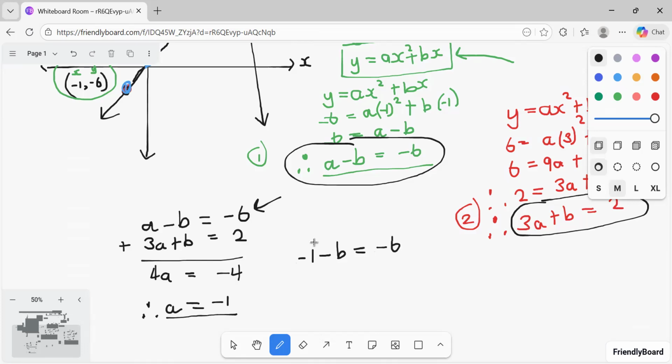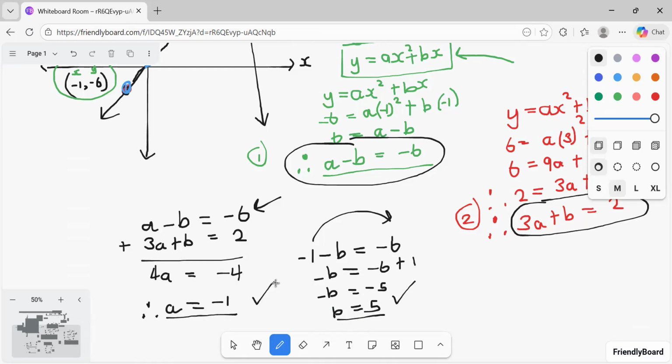So therefore, I'm going to take the negative 1 to the other side. So I'm left with negative b is equal to negative 6 plus 1, which is going to be negative b is equal to negative 5. Then I divide both sides by negative 1, then b is going to be equal to 5. So now I have both my a and my b.